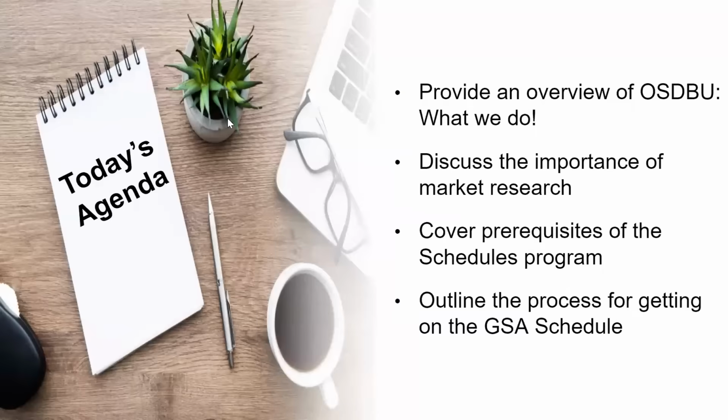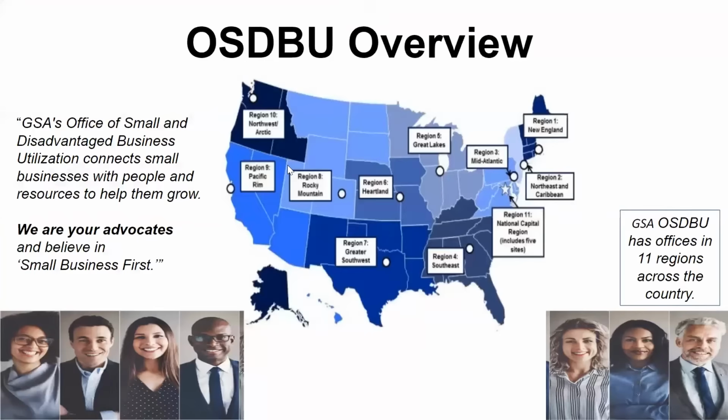So for our agenda today, I'm going to provide you an overview of the Office of Small and Disadvantaged Business Utilization. We're referred to as OSDBU, and I'll talk about what we do very briefly. Then we're going to touch on market research and why it's so important to do that when you're coming into the Schedules program. We're also going to cover the prerequisites of the program. And then we have Michelle and Brian here to outline the process for getting on the GSA schedule.